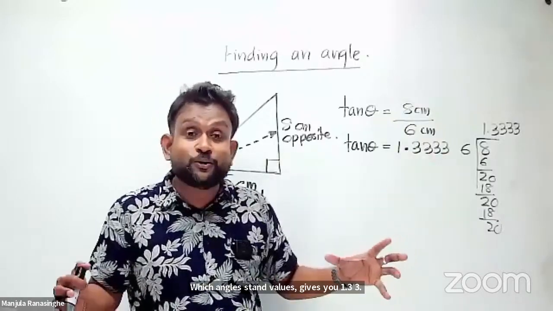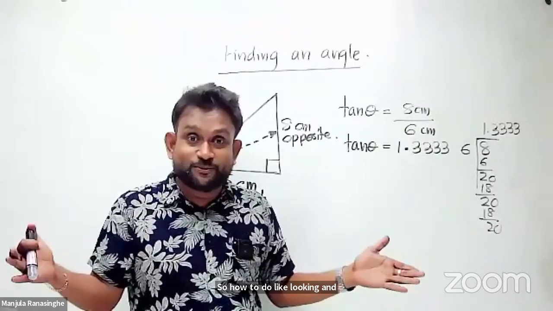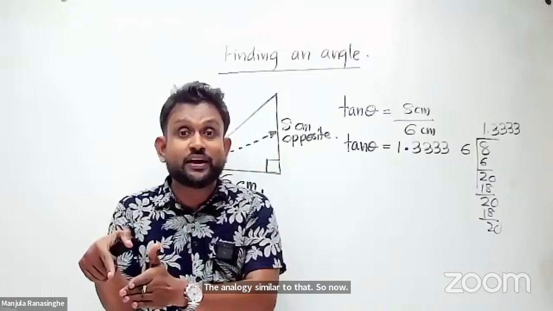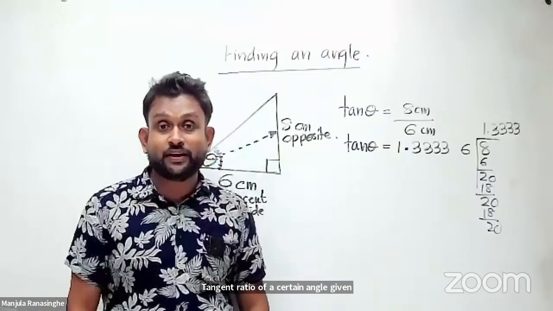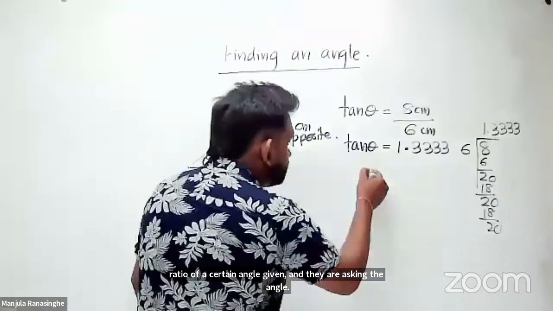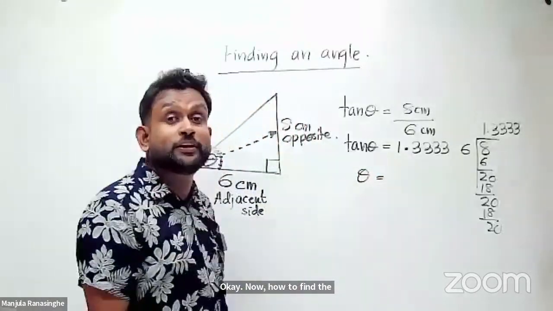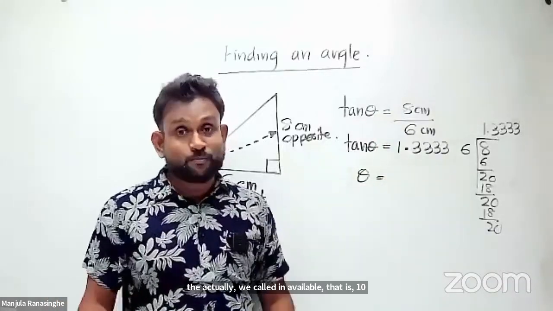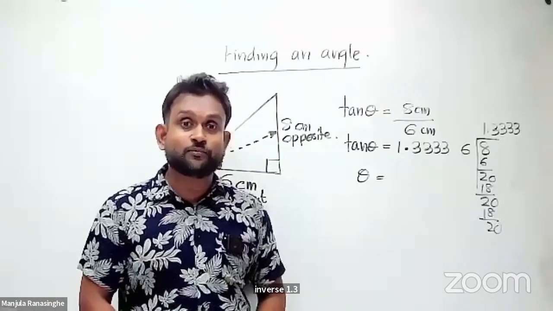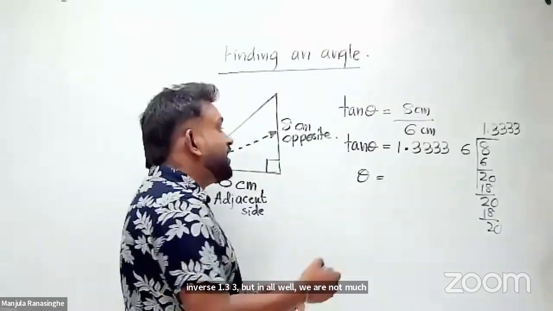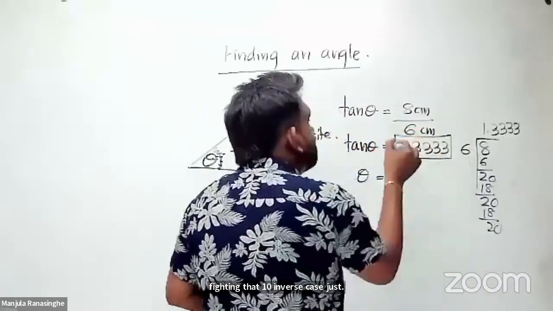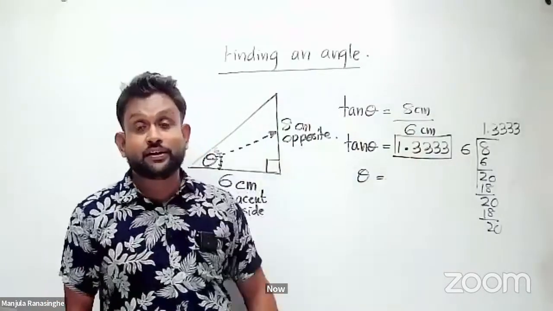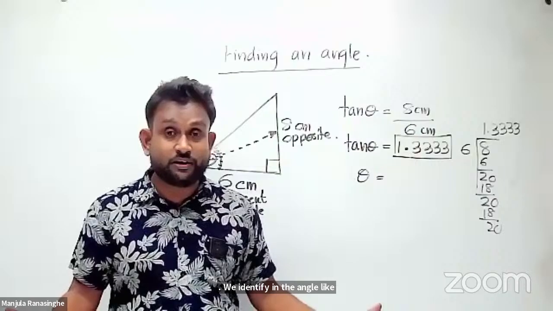So how to do it? Like looking up the anti-logarithm, similar to that. So now the tangent ratio of a certain angle is given, and they're asking for the angle. Okay. Now how to find theta? Now this is the way of finding theta. Actually, in A level we call that tan inverse 1.3333. But in O level, we do not write that tan inverse much. Just check in the tangent table where 1.3333 is located. We identify the angle then, like taking the anti-logarithms, the similar procedure.